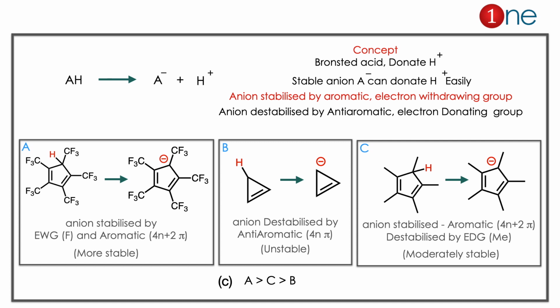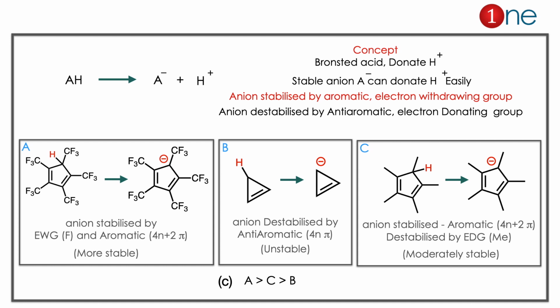The concept of acidity comes from Bronsted. A Bronsted acid will donate H plus and form an anion. If the anion is stabilized, you have the best acid because the H plus donation will be easy. If the anion is not stabilized, it is a poor acid. How can the anion be stabilized? By aromaticity as well as electron withdrawing groups. So if you establish aromaticity or an electron withdrawing group, it will be more acidic. Let us see the compounds one by one.